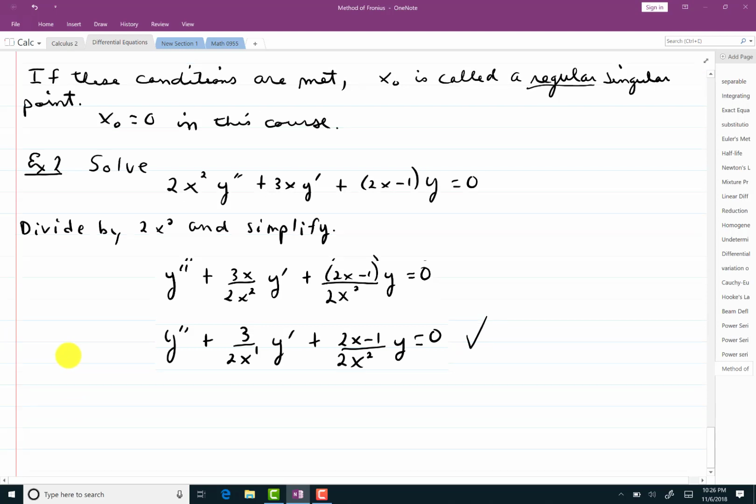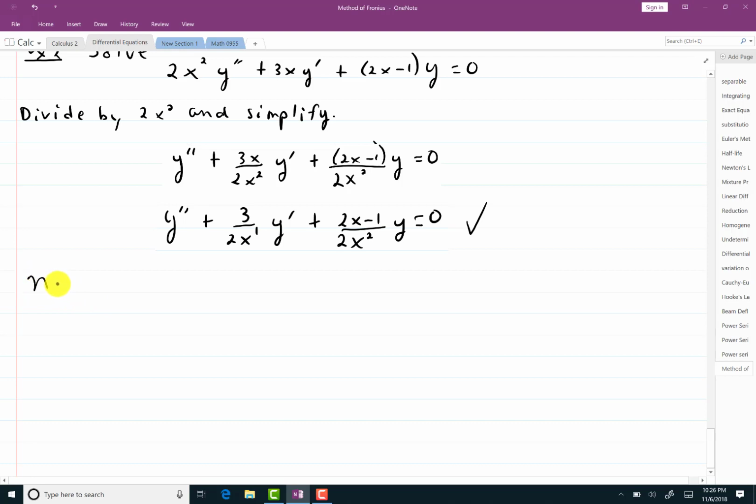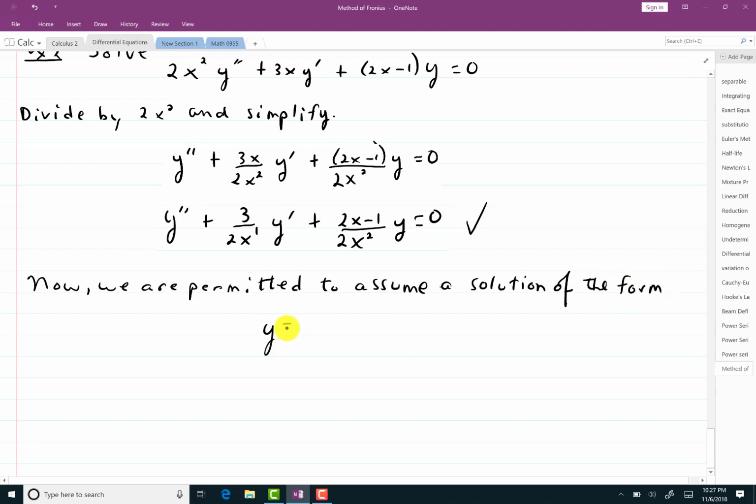Now, we are permitted to assume a solution of the form y equals x to the r times the summation k equals 0 to infinity a sub k x to the k. And for the purposes of taking derivatives only, it's a good idea to bring this x to the r inside and multiply it through.